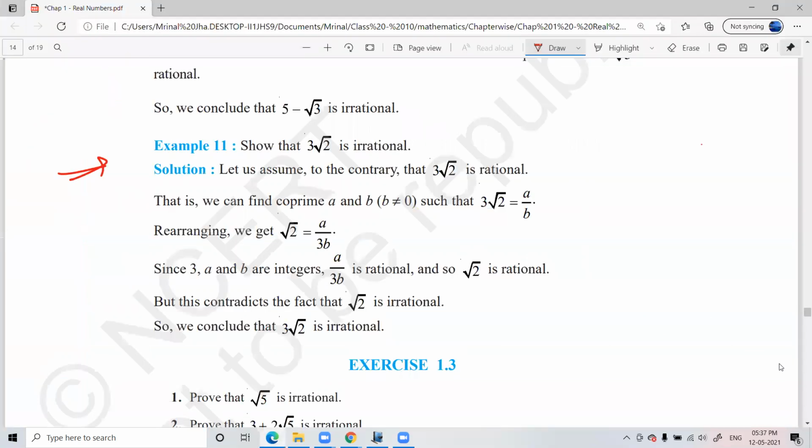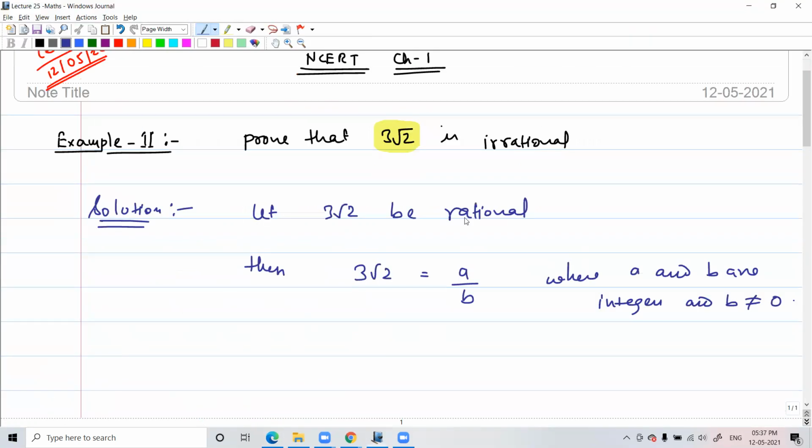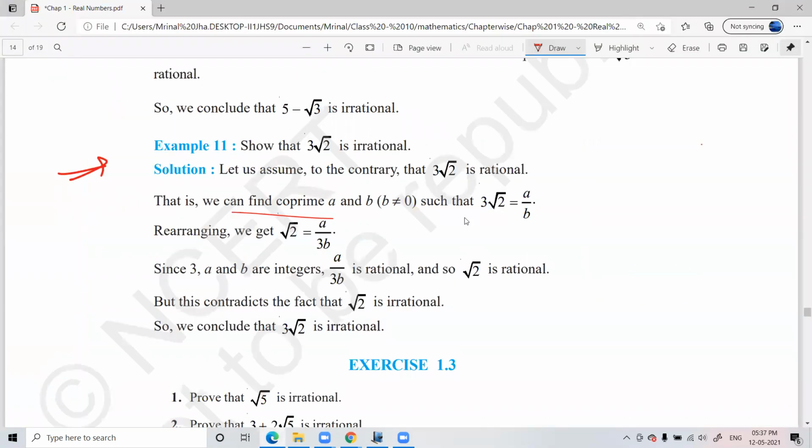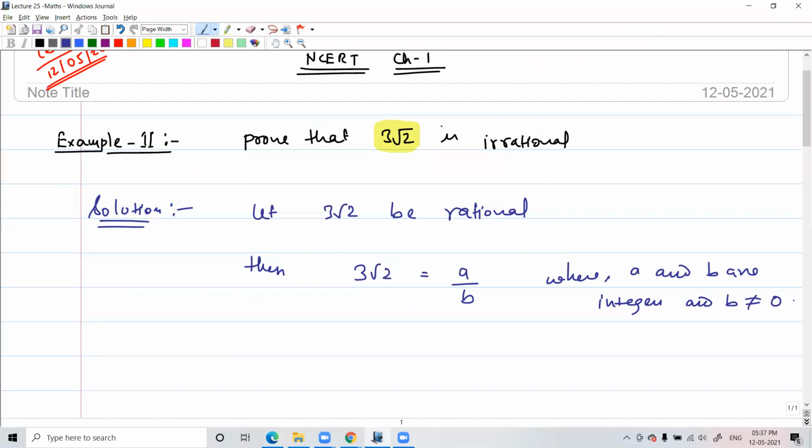Here again, they have written that a and b are co-primes, but you can write it as integer or co-prime. Both of them are still the same, okay? We can find that a and b are co-prime and b not equal to 0. You can write that also. Let's write the same thing, whatever is there. Co-primes and b not equal to 0.